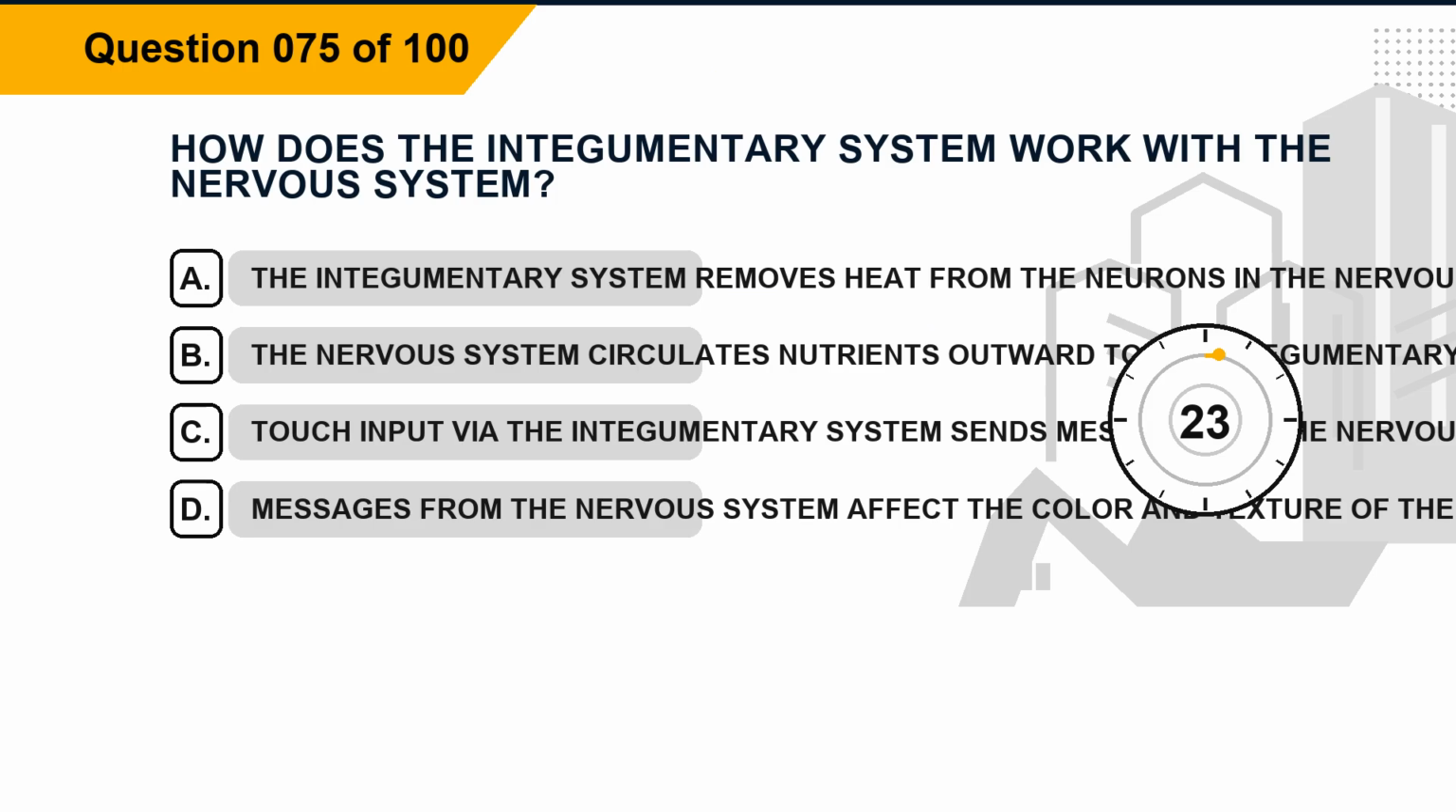Question 75. How does the integumentary system work with the nervous system? Option A, the integumentary system removes heat from the neurons in the nervous system. Option B, the nervous system circulates nutrients outward to the integumentary system. Option C, touch input via the integumentary system sends messages to the nervous system. Option D, messages from the nervous system affect the color and texture of the skin.